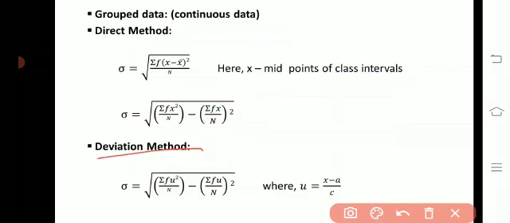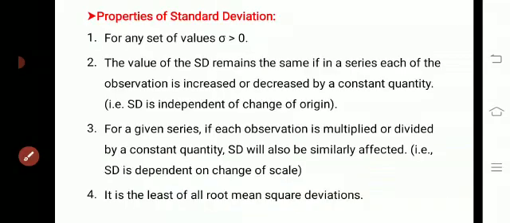Then by deviation method, sigma is equal to square root of summation f u square upon n minus (summation f u by n) whole square, where u is equal to (x minus a) divided by c. Here a is the change of origin and c is the change of scale.